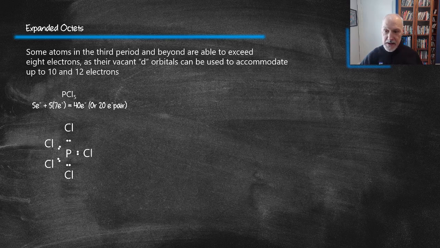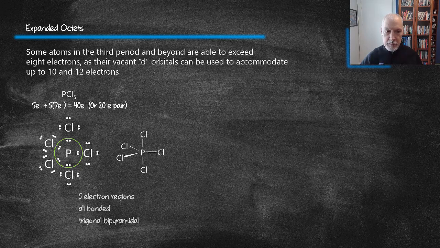Now I'll complete the octets of the atoms on the periphery. And at this point, I've used all 20 pairs of electrons. If we examine the central atom, we can see that it has accommodated 10 electrons, more than the octet rule. Those 5 regions of electrons would spread themselves out in the following shape. This is called trigonal bipyramidal, where we have 5 electron regions, and all of them are bonded.